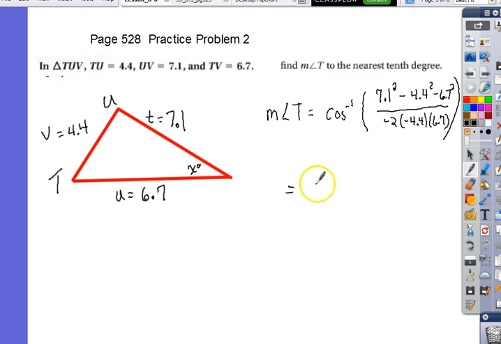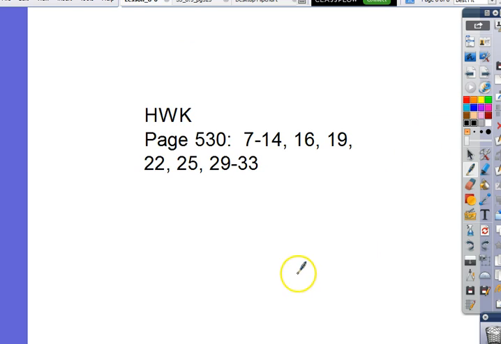76.4 seems kind of logical because that could potentially be the biggest angle in the triangle, and it's opposite the biggest side. All right, your homework tonight is this, and we will go over this stuff on Monday.